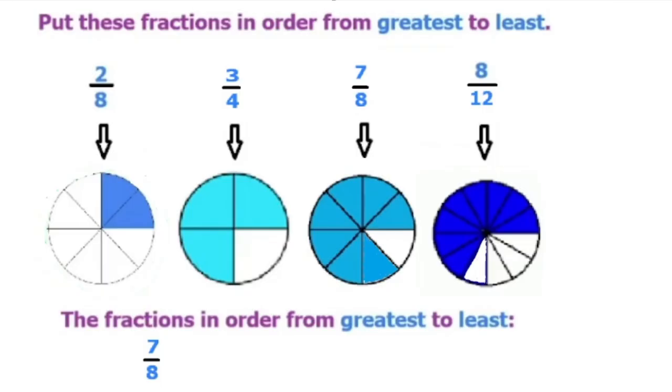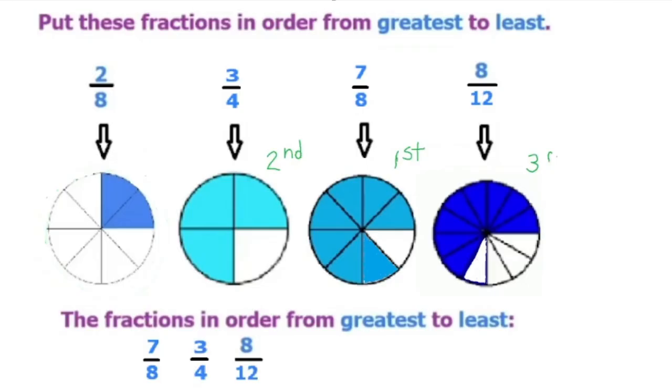Then the next biggest piece to me looks like this one, 3/4. So that one's the one that's going to be next, right? So this one is going to be second. So let's write that in. 8 over 12 is the next biggest one, right? This is the next biggest one because 3/4 would have this one shaded in. So 8 over 12 is the third one.